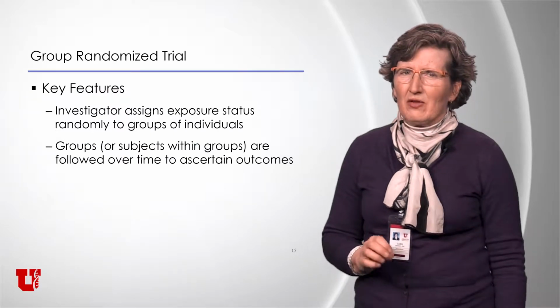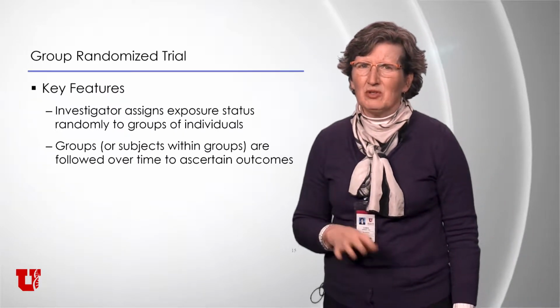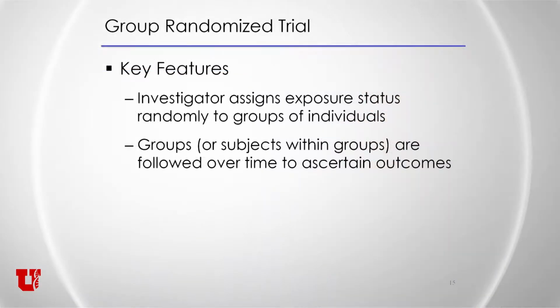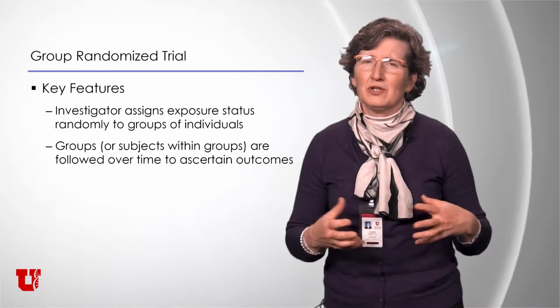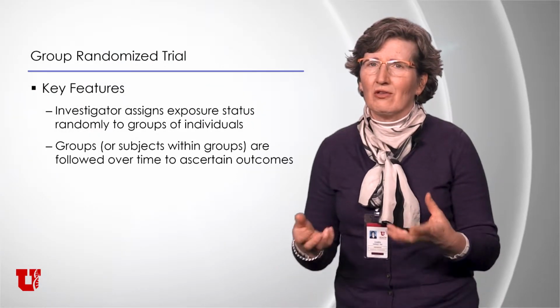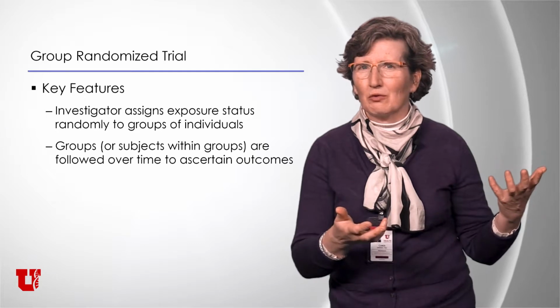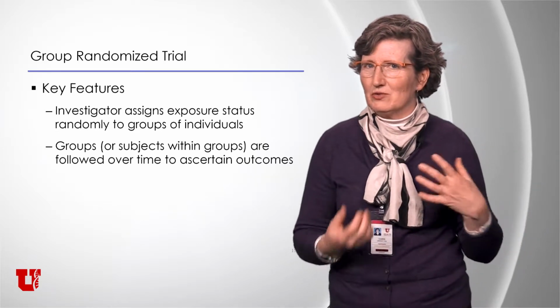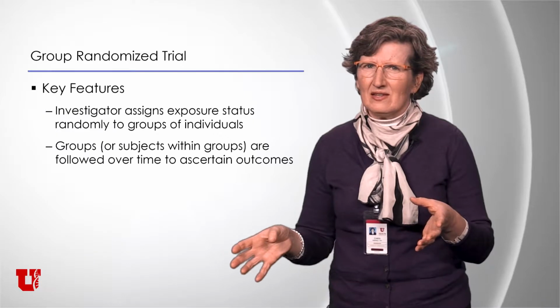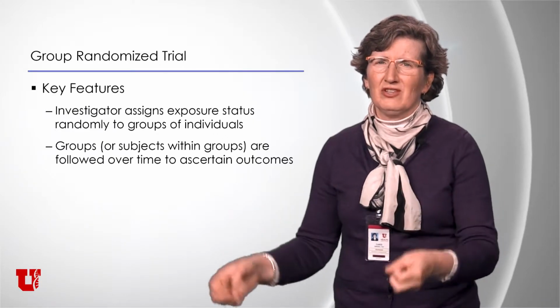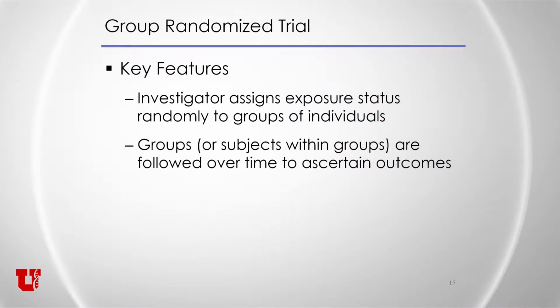But back to the randomized trial. The first set of examples involved randomizing individuals, but there also is this idea that you can randomize groups of people. So in this example, an investigator assigns exposure status randomly to groups of individuals. And this is where there's some natural grouping that already exists. If the investigator is creating the groups, it's really a regular randomized trial of individuals. But if those groups already exist and it's more convenient to implement the intervention on a group basis, then the groups will be randomized and the groups will be followed over time to ascertain outcomes.